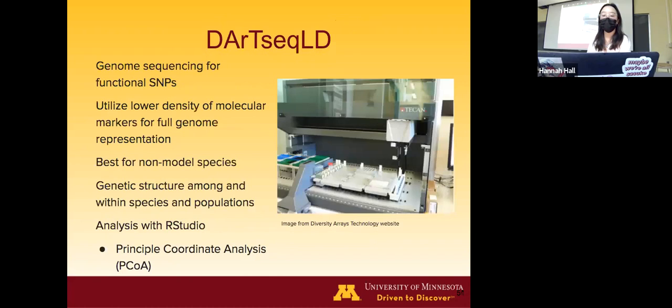So DArTseq LD is genome sequencing for functional SNPs. This utilizes a lower density of molecular markers for full genome representation, which is often used for non-model species, such as all the different flax species that we have. And so we can then get the genetic structure among and within species and other populations. And the analysis is done in RStudio, and we would run a principal coordinate analysis on those.